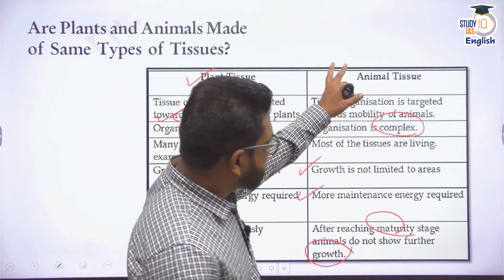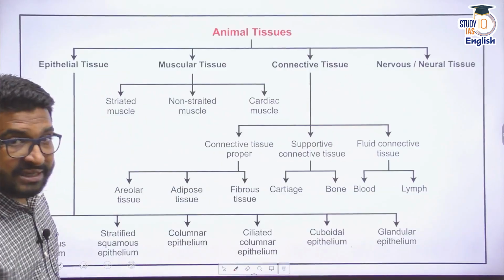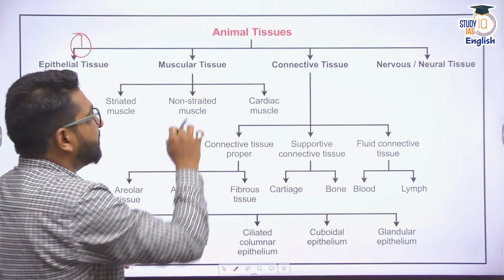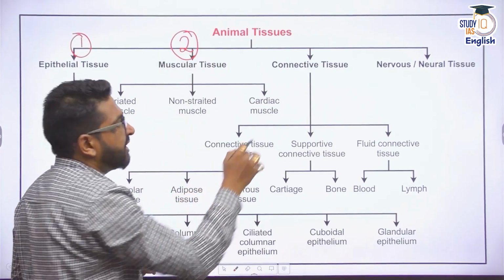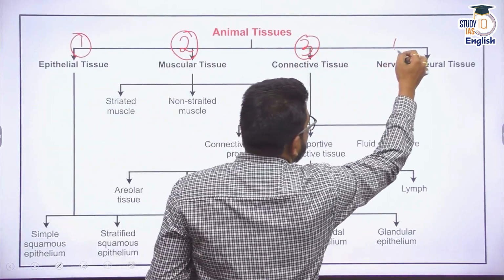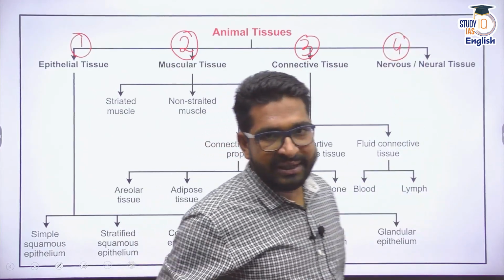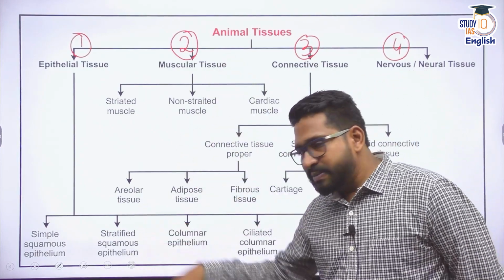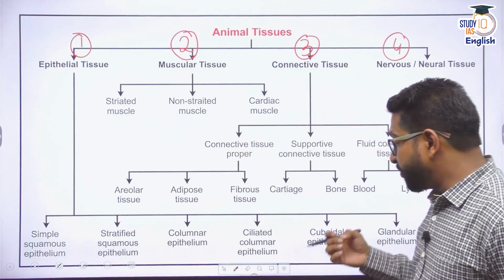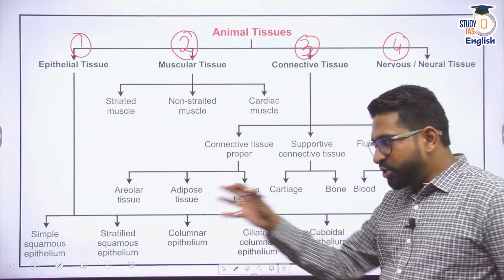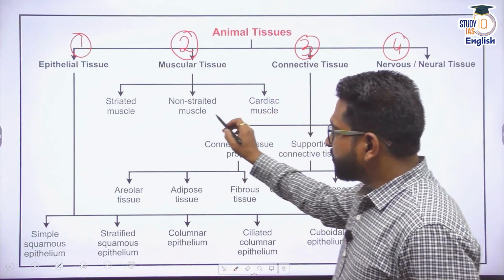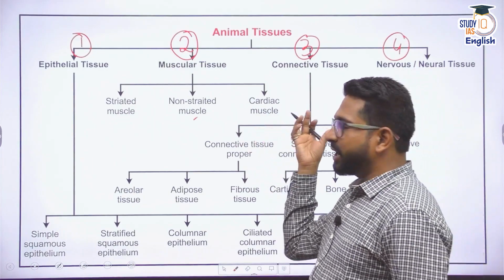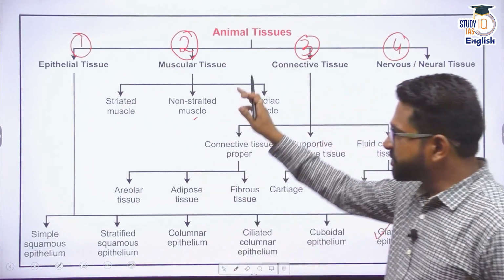So today's discussion is about animal tissue. Animal tissues are basically divided into 4 different types. The first one is epithelial tissue. Then we have muscular tissue. Then we have connective tissues. And finally, we have nervous tissue. Among them, there are different sub-classifications, and we'll understand them one by one. Epithelial tissues are further divided into simple squamous, cuboidal, columnar, and glandular epithelium. We'll talk about the different kinds of epithelial tissues. We'll also talk about muscular tissues. 3 kinds of muscular tissues are found: striated, smooth, and cardiac muscles.